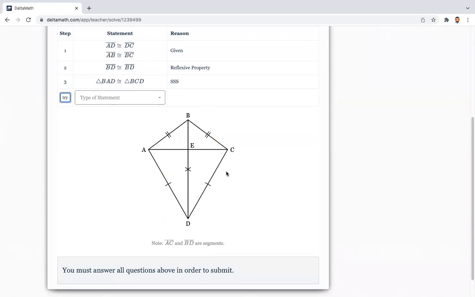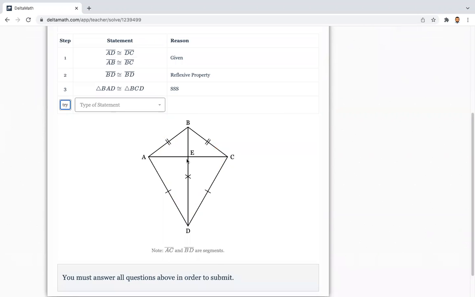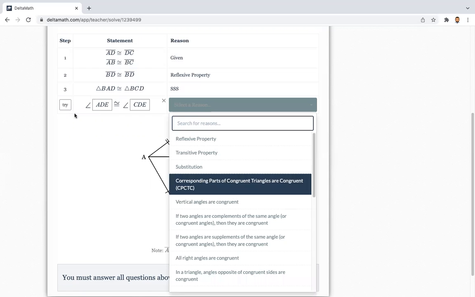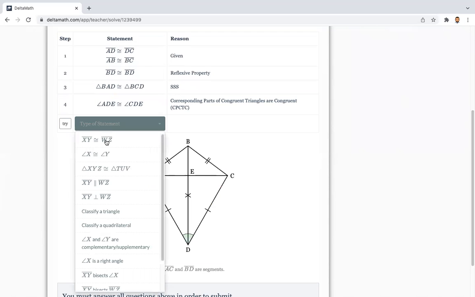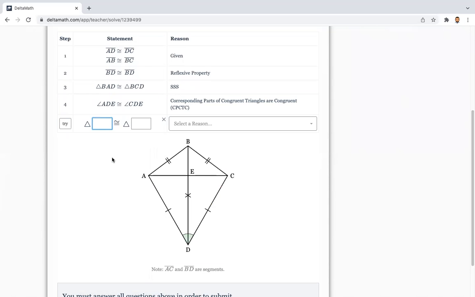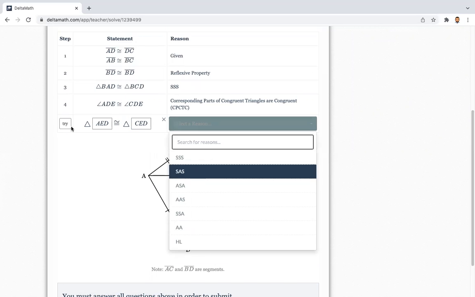All right, what was my goal here? Prove those two angles are congruent. Yeah, we can SAS that. So I can say the two angle Ds are congruent. So ADE, well, this might be an easy one, is congruent to CDE by CPCTC. Then we got SAS. So I think I can already say that triangle AED is congruent to CED by SAS.